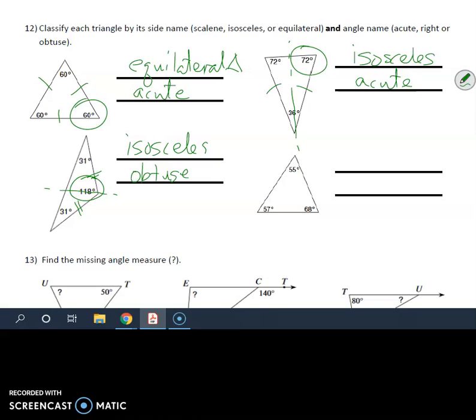And the last one, all three angles are different, which makes the triangle scalene. And the biggest angle is an acute angle. So this is a scalene acute. We actually name triangles by both names at the same time. So the first triangle is equilateral acute. Next one is isosceles acute. Third one is isosceles obtuse, and the last one is scalene acute. But usually when we talk about them in class, we usually say one name or the other, but the actual name is both things.